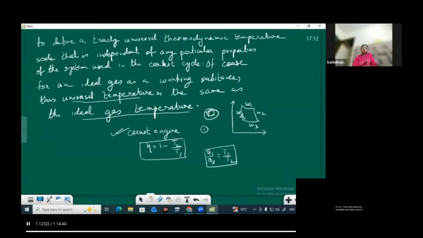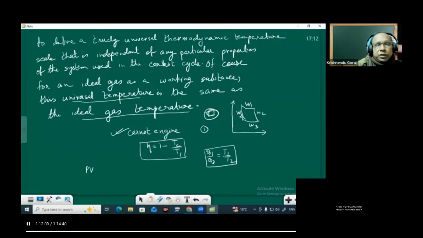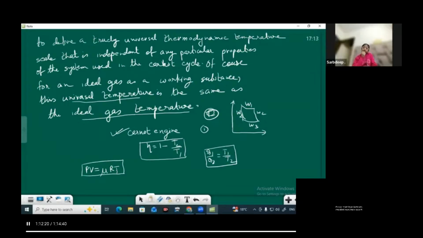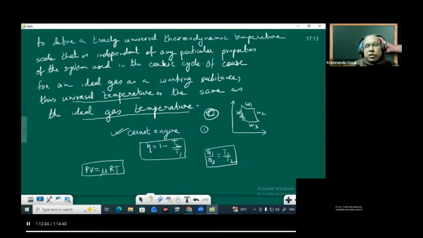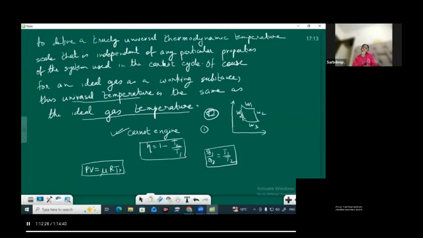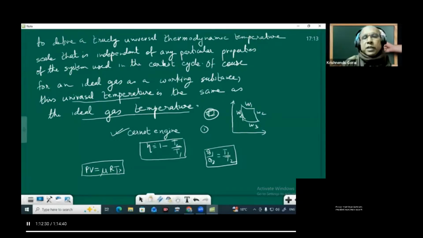And here what have we taken? We have taken an ideal gas. Ideal gas means those gases which follow this relation, PV equals mu RT. What is P? Pressure. What is V? Volume. What is mu? Mole. What is R? Universal gas constant. What is T? Temperature. What temperature? It is actually the Kelvin temperature, right? The SI system, not centigrade. It is not centigrade. It is in the Kelvin scale. Yes, so we have completed the Carnot engine.